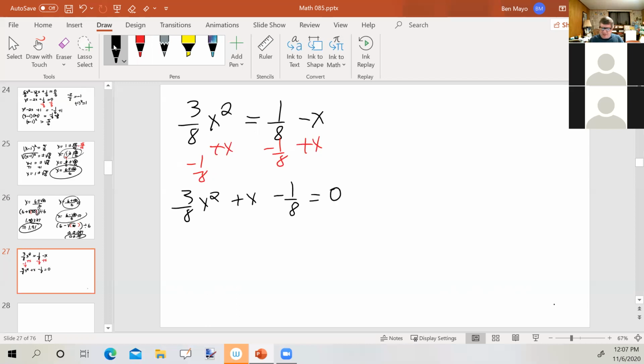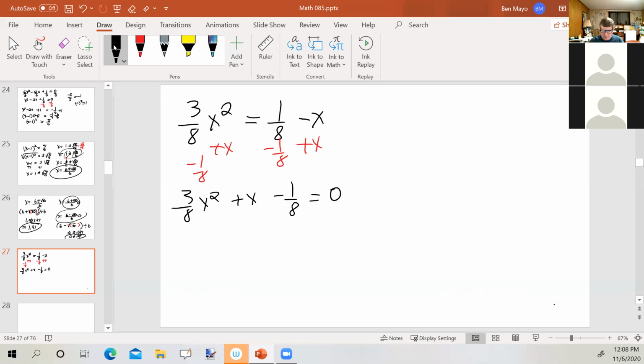The reason I was hesitating is because I just moved the 1/8 from the right side to the left side, and in a minute, I'm going to move it back again. So it seemed like, why not just leave it there? But I don't know if that's going to confuse you. So I'm just going with standard form.